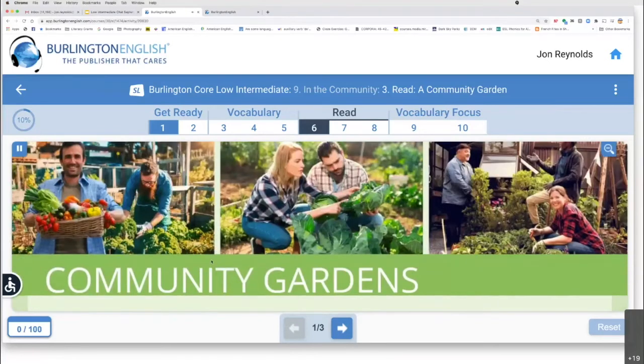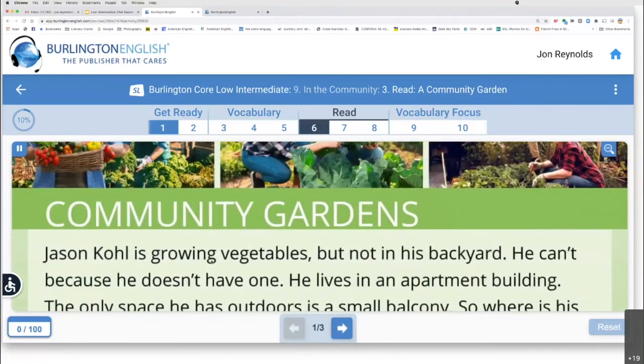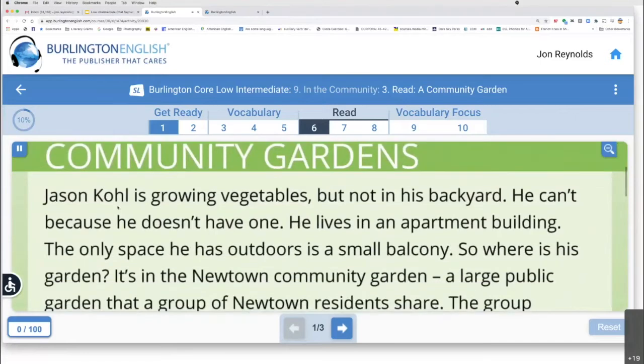Community gardens. Jason Cole is growing vegetables, but not in his backyard.